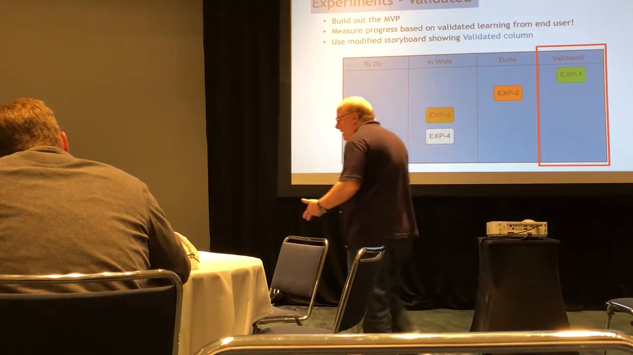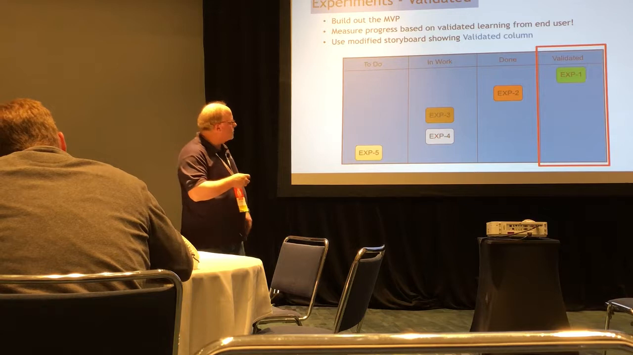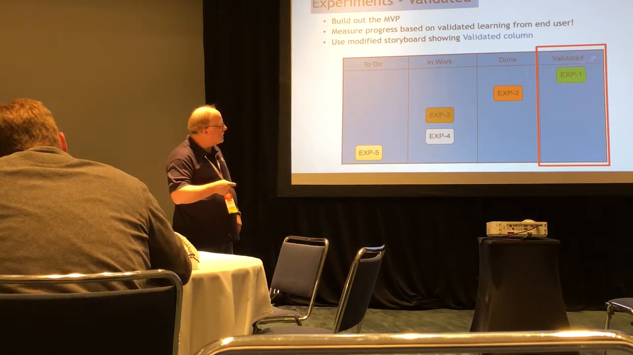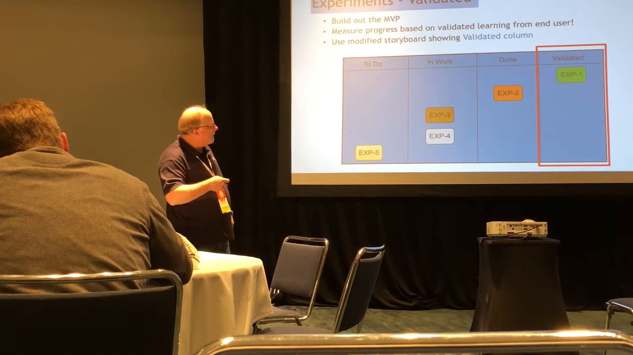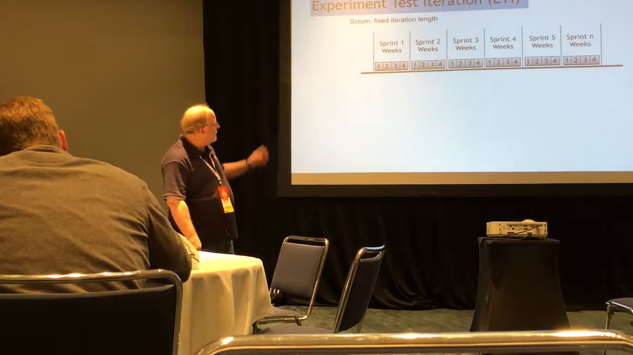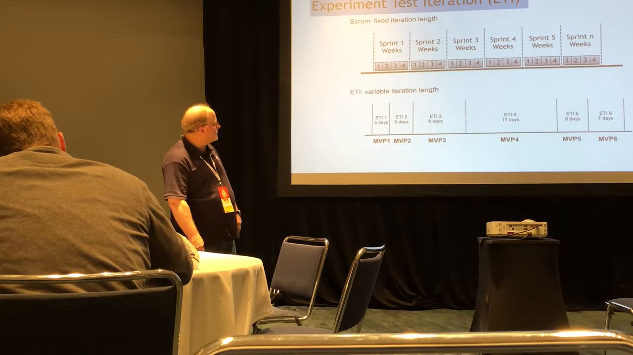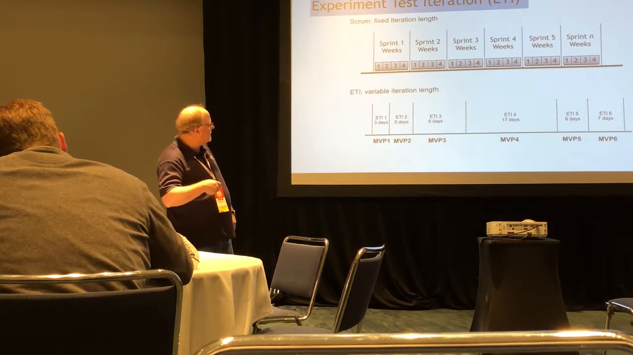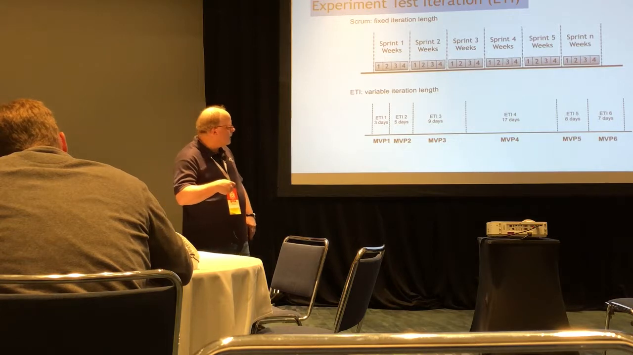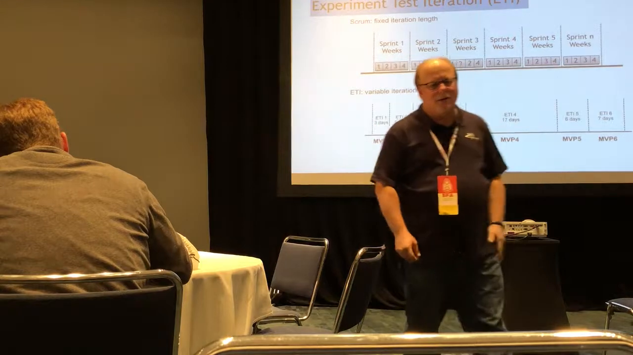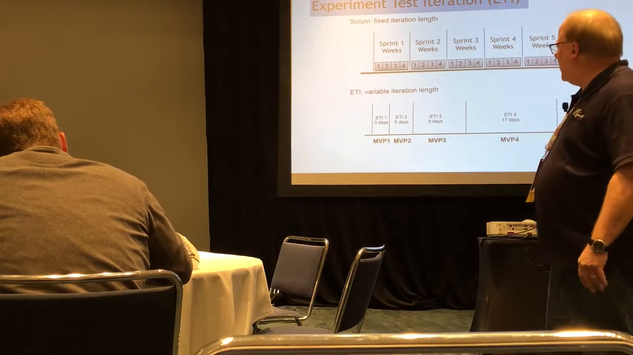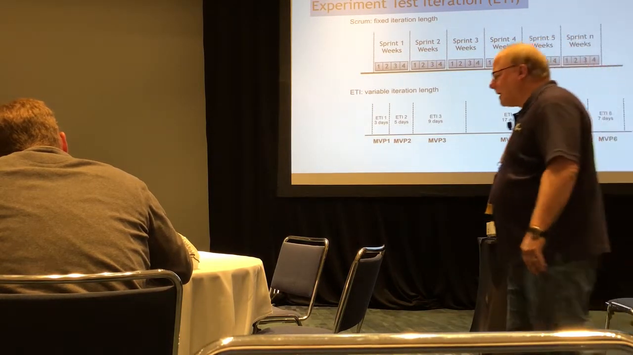When you're running the experiments, you'll want to consider changing your definition of done to include validated learning from the end user's perspective. Another way to do that is to include a final column in your Kanban called validate. And then, here's the classic Scrum Sprints. These experiment test iterations are variable iteration length, or you can think of them as sub-iterations within the Scrum Sprint. But basically, it's get to the learning as quickly as possible.